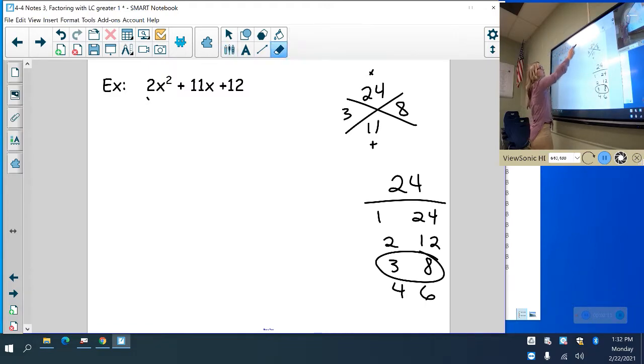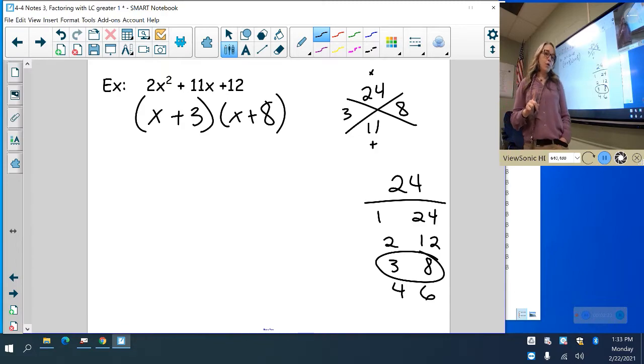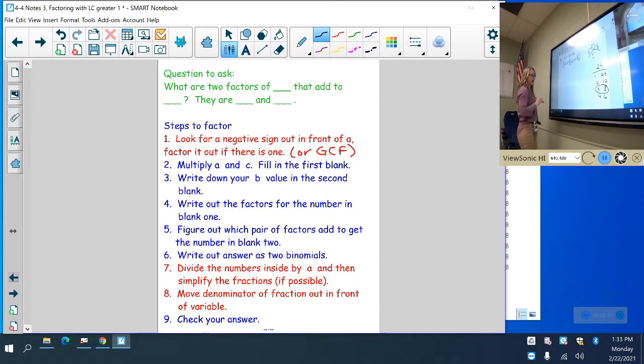And that's what we're going to do next. And this is the part that you already know. So x plus 3 and x plus 8. The problem is right now, if I were to FOIL that, my answer would be wrong. I would not get 2x squared plus 11x plus 12 because I have another step that I have to add in, and that's these red steps. Divide the numbers inside by a, and then simplify the fractions if possible, and then move the denominator of the fraction out in front of the variable.